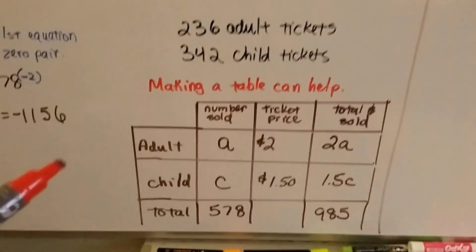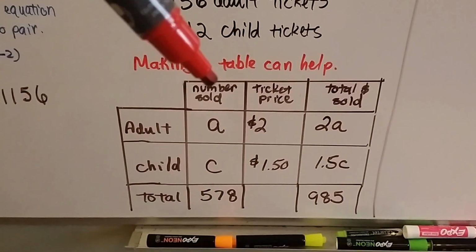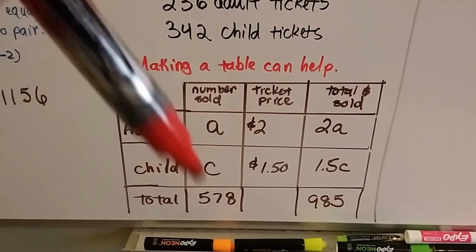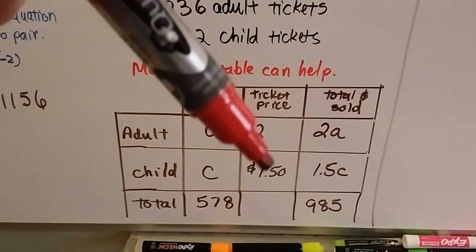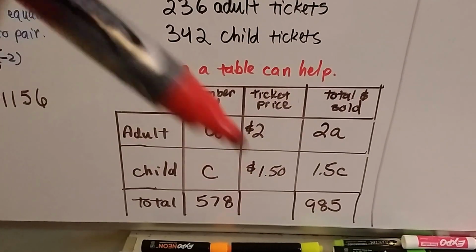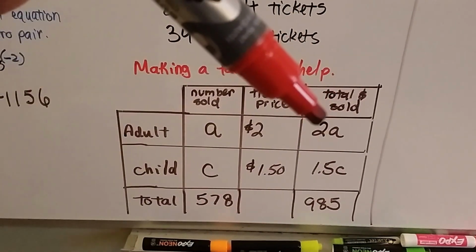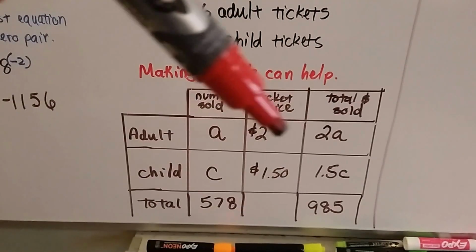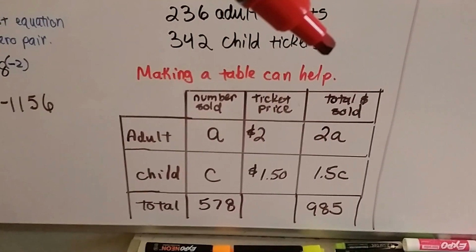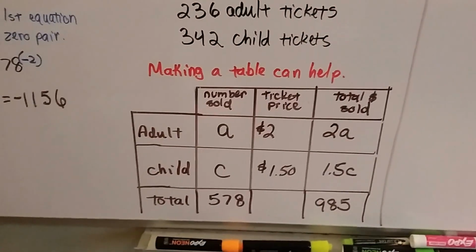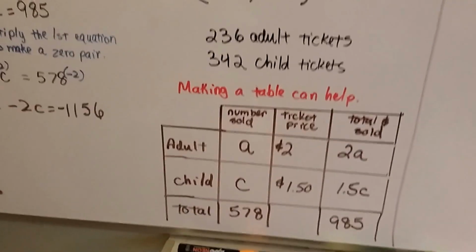Now we could have made a table. We could have put adult, child, and total, the number of tickets sold, A for adults, C for child, and then it totaled 578. The ticket price for adult was $2. The child price was $1.50. We leave that one blank. And the total dollar amount sold would be adult times the $2, however many adults times $2, and the total sold for children would be $1.50 times however many children. And that would total the $985 that they brought in, see? And that could help us solve it.